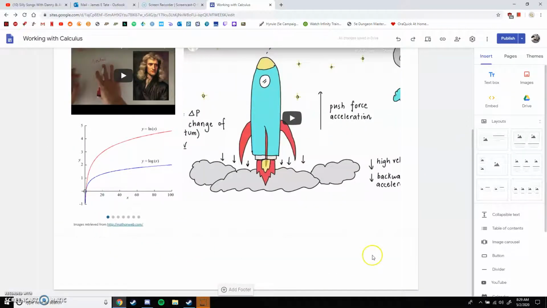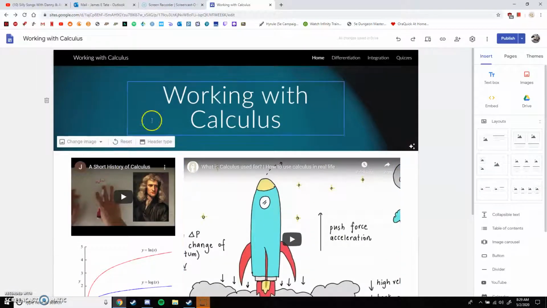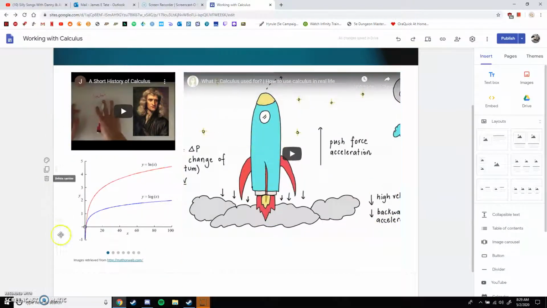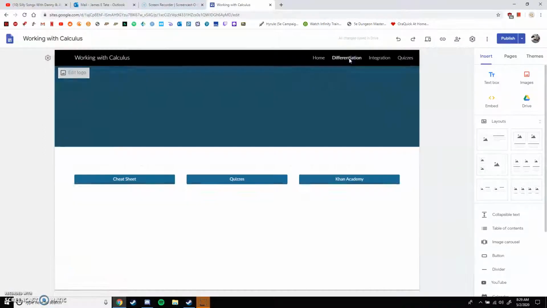I would probably put review on here as the weeks go by, so I could actually keep up to date with whatever I would be teaching in the classroom or keeping up to date with the lessons. I have three different tabs.